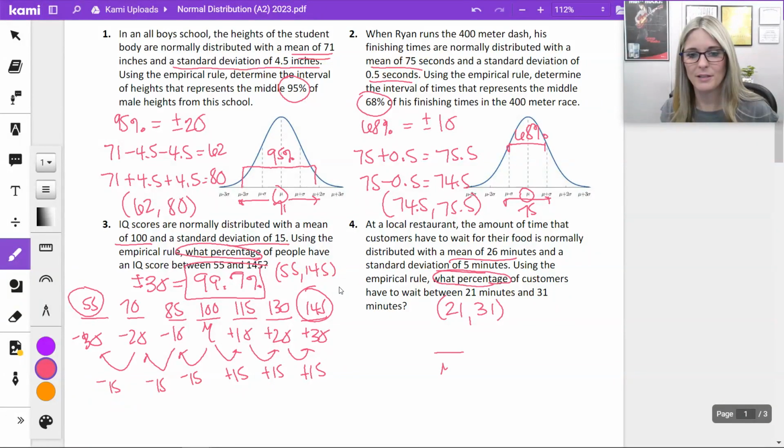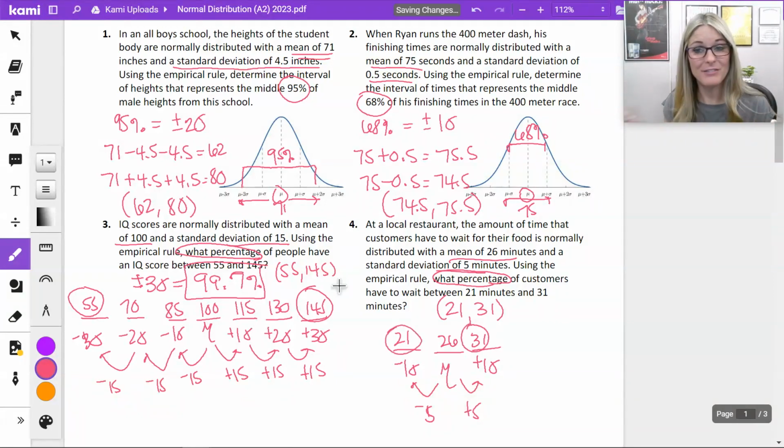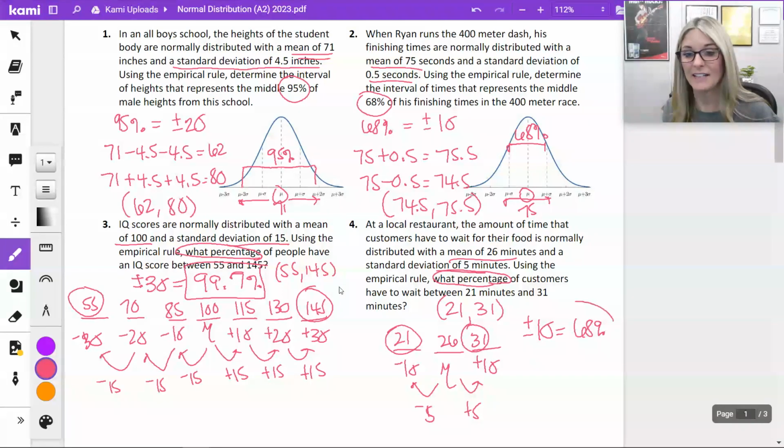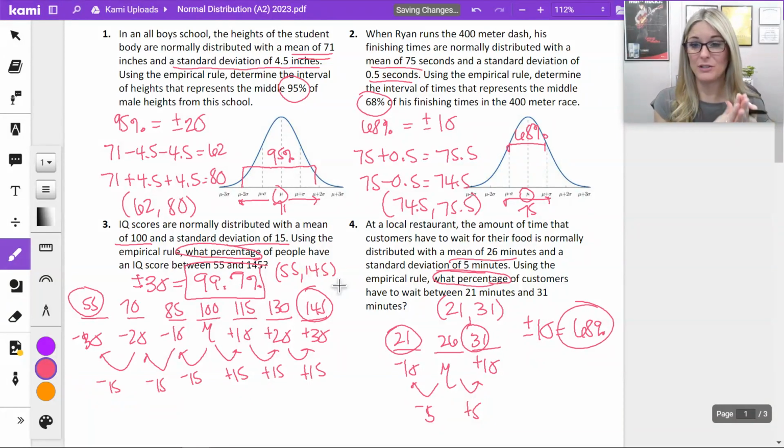So they told us our population mean was 26. Let's add 1 standard deviation and subtract 1 standard deviation from each side and see. Standard deviation is 5, so subtracting 5 on the left side, we get 21. Adding 5 on the other side, we do get 31. We did not have to go very far. So we are 1 standard deviation above and below. We added and subtracted 1 standard deviation. So the final answer, 68% of our data is represented by individuals that have to wait between 21 and 31 minutes for their food at the restaurant.